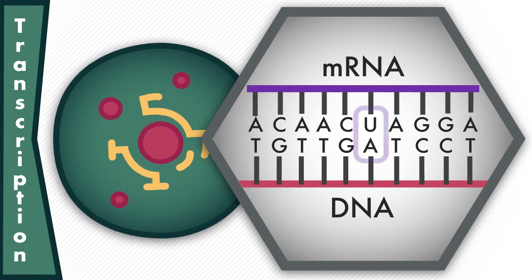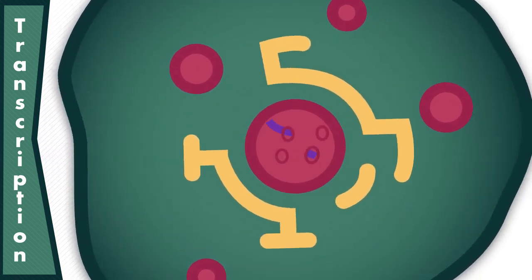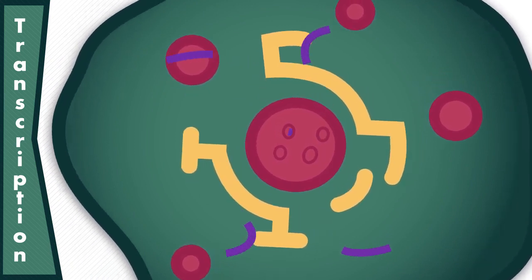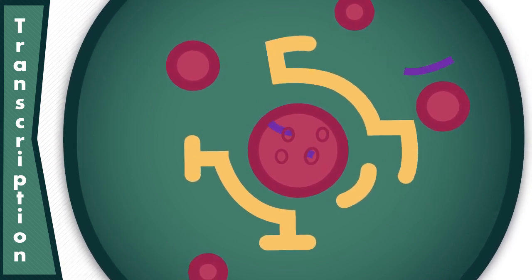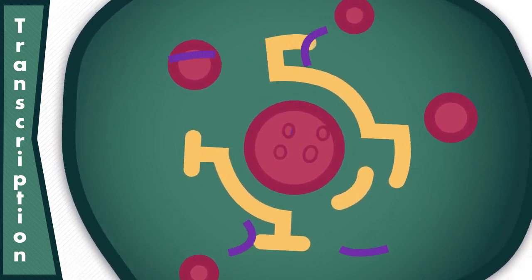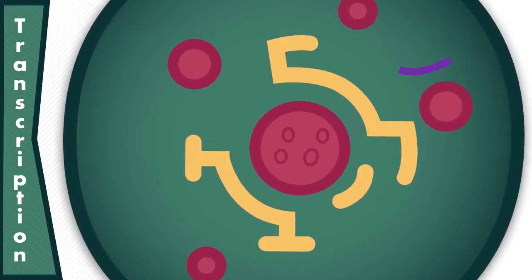On RNA, U pairs with A. The nucleus makes multiple copies of the mRNA from the DNA, depending on the amount needed by the cell, and sends all of the mRNA out of the nucleus and into the cytoplasm via tiny openings called nuclear pores.